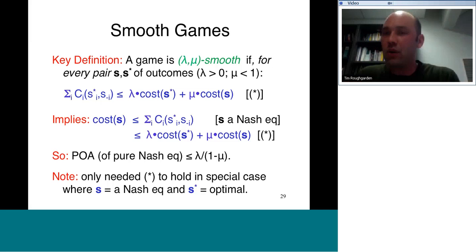And this lets you conclude, well, if the pure Nash equilibria are good, then so are all of these much more tractable equilibria as well. But as I said, what lambda and mu you can actually establish definitely depends on the game. Other questions?